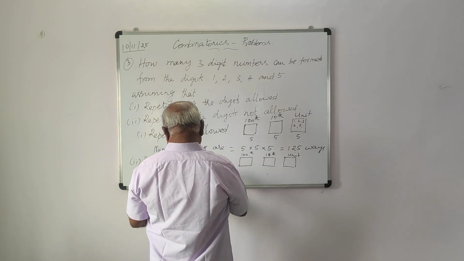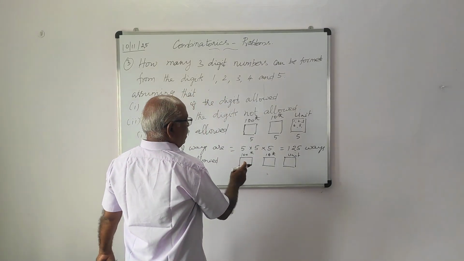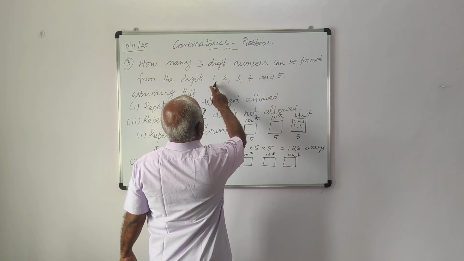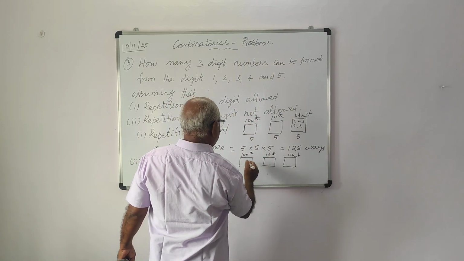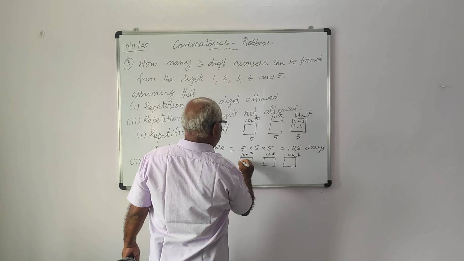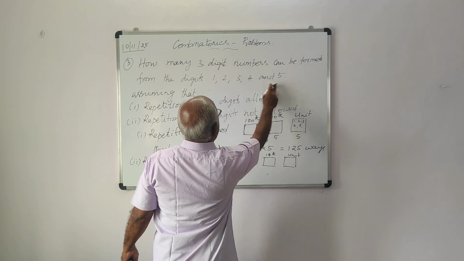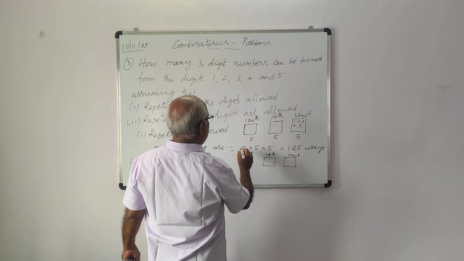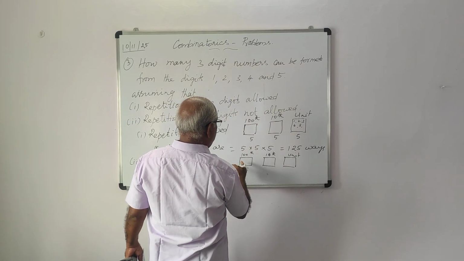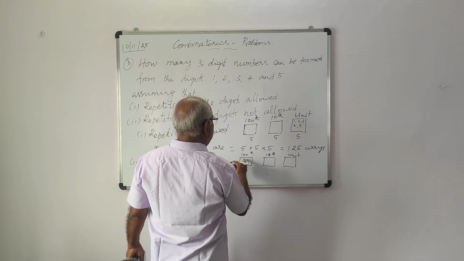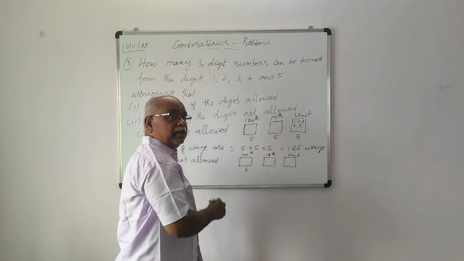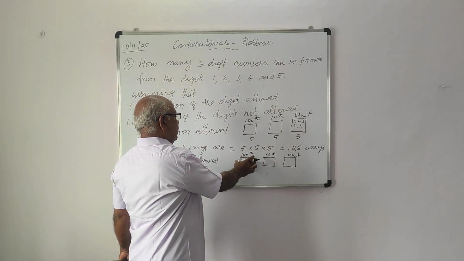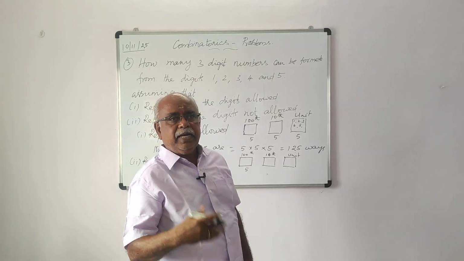Repetition of digits not allowed. Here, a 3-digit number can be formed. Out of all the 5 numbers, you can use any number. The 100th place can be filled using any one of these 5 numbers, out of 1, 2, 3, 4, 5. Therefore, the 100th place can be filled in 5 ways. Any number can be used.